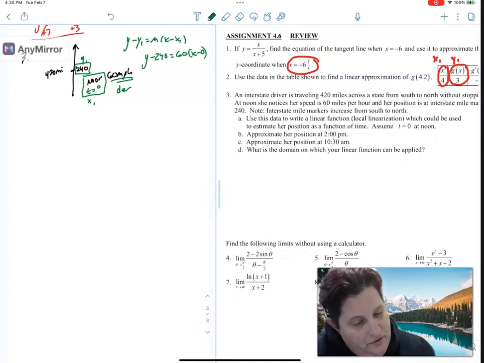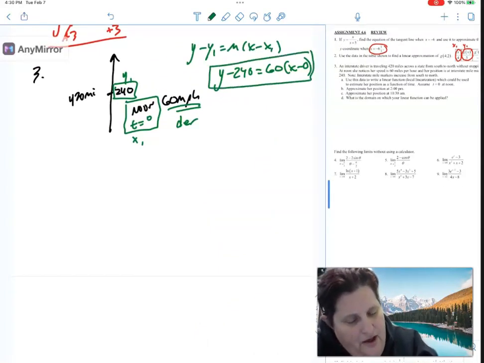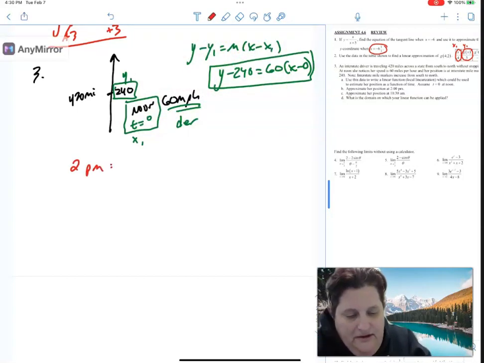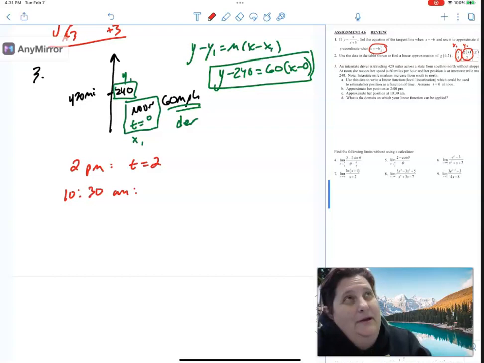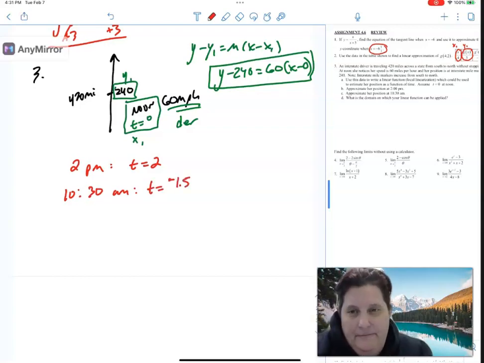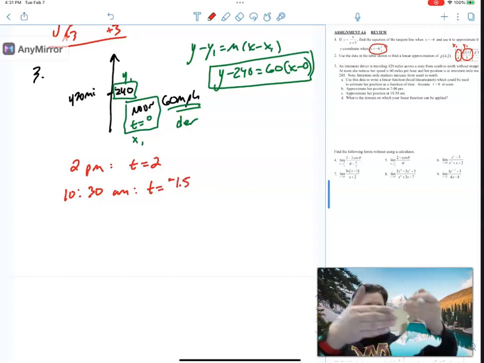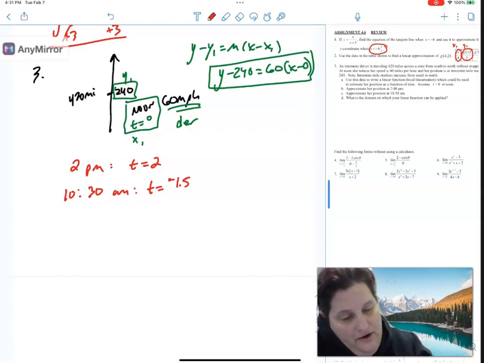Approximated position at 2 p.m. Now, to answer the next 2 questions, if noon was time 0, 2 p.m. is time 2. 10:30 a.m., if noon is 0, 10:30 a.m. is an hour and a half before that, so it's negative 1.5. Okay? So that's how we can get negative time, is just saying, like, before my starting time. Okay, so let's go ahead and do those 2.